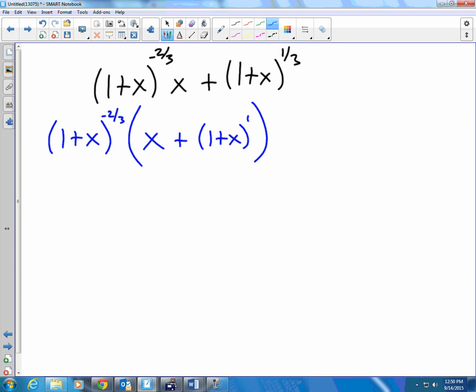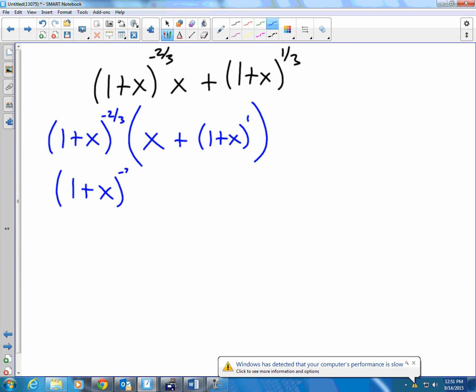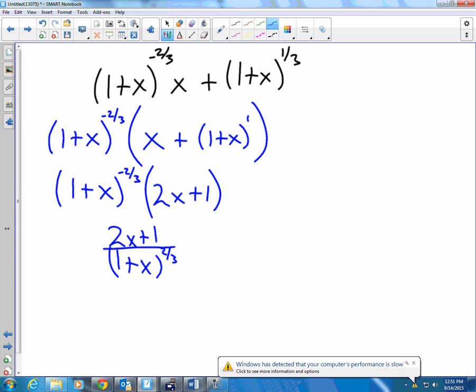I mean, what's x plus x? 2x, right? So I've got 1 plus x to the negative 2/3 times, I'm going to combine my like terms, 2x plus 1. Can I leave the negative exponent? No. 2x plus 1 over 1 plus x to the 2/3. So this problem here factors like that.